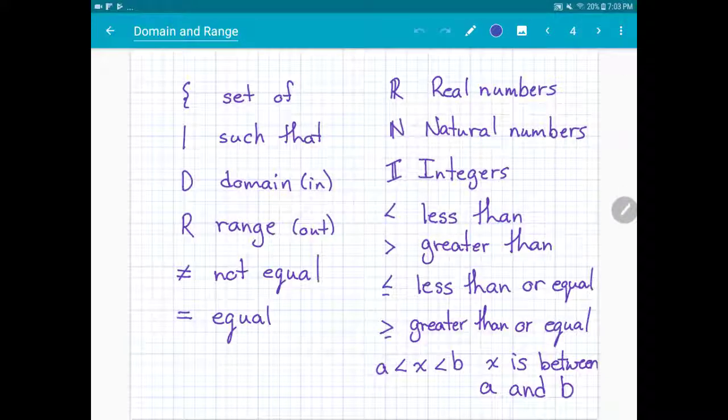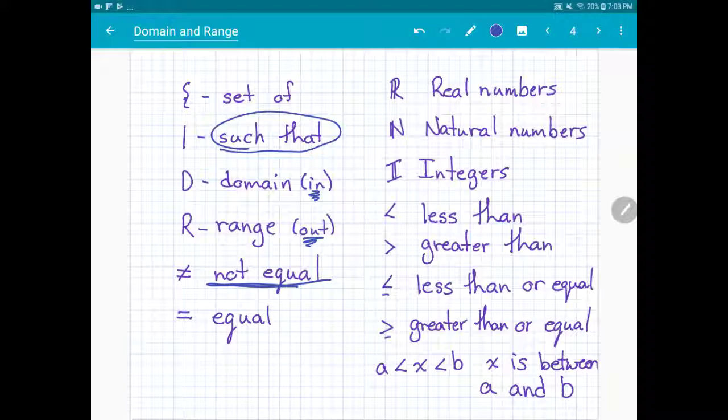So these are some of the things you can use. So this symbol here, we're going to use for set of. This symbol here, we're going to say is such that. So this is when we say it can be anything except that it has to follow this rule too. So such that it follows this rule too. This is domain and range, remembering that domain is input and range is output. If we want to make something that can't be equal to something, we use the not equal sign. This one we know, that one's the equal sign.